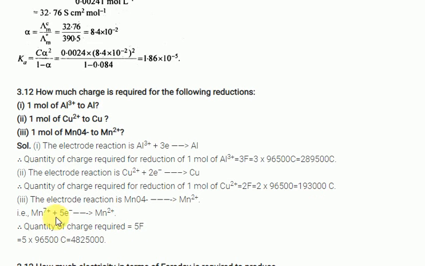Look at it. Mn plus 7 to plus 4, plus 7 to plus 2. 5 plus 5. So 5 Faraday is required. Here 3 Faradays required, here 2 Faradays required, here 5 Faradays required. It's a very easy one, not to confuse. Plus 3 to 0, plus 2 to 0, plus 7 to plus 2. The difference is 5 units.